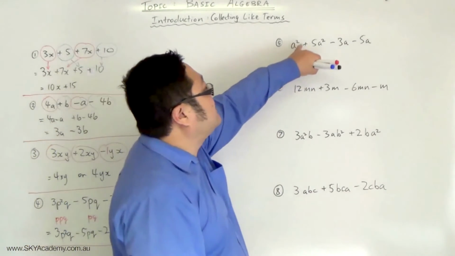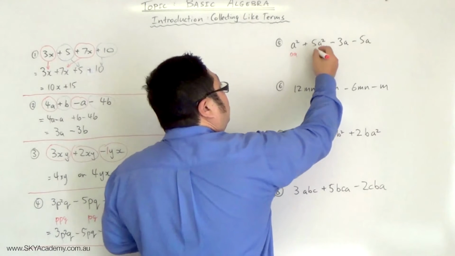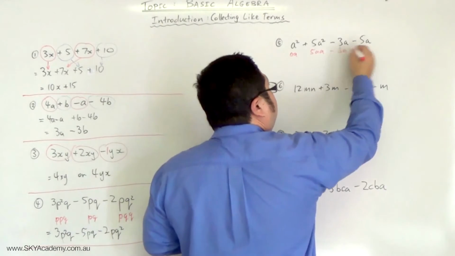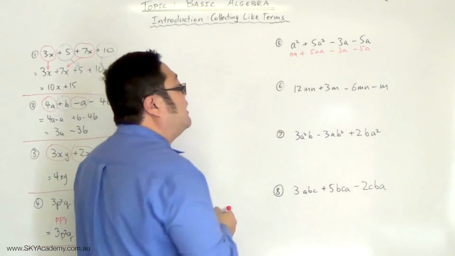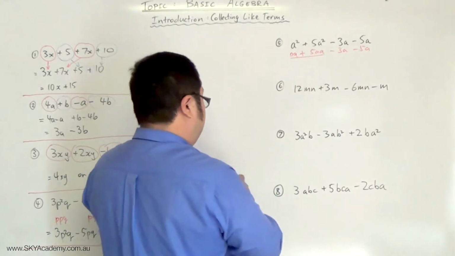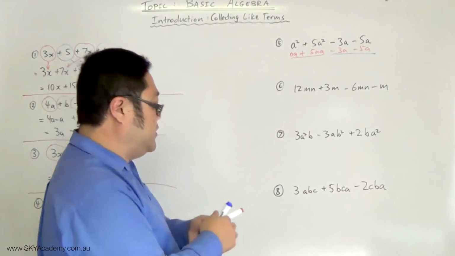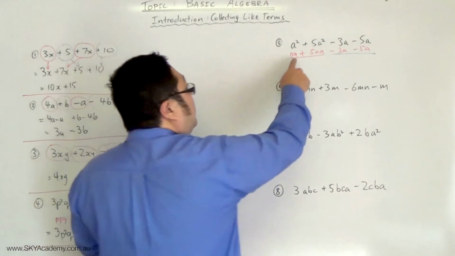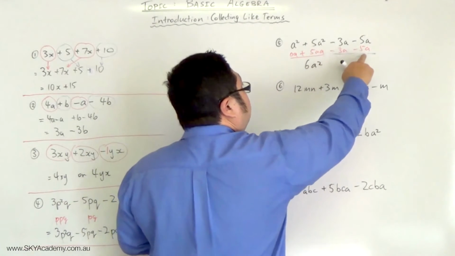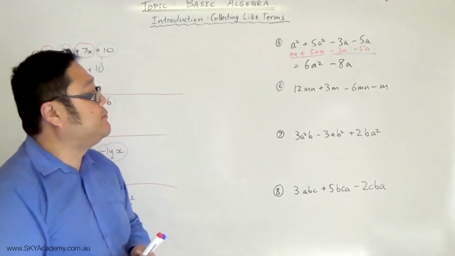A squared and 5a squared. A squared is like aa, 5a squared is like 5aa, minus 3a minus 5a. These two are like, and these two are like. So the way we do this is a squared plus 5a squared is 6a squared, minus 3 minus 5 is minus 8a. Okay? Good.